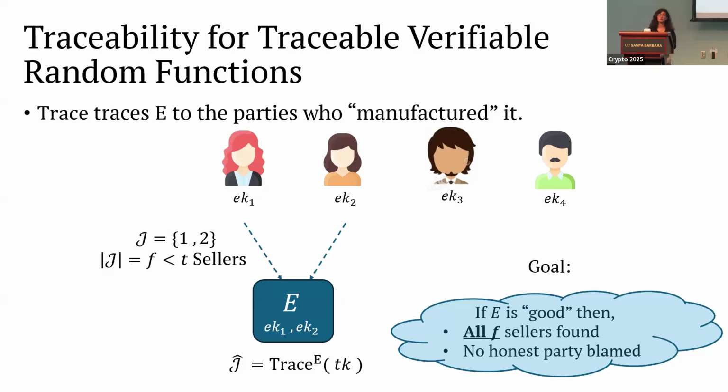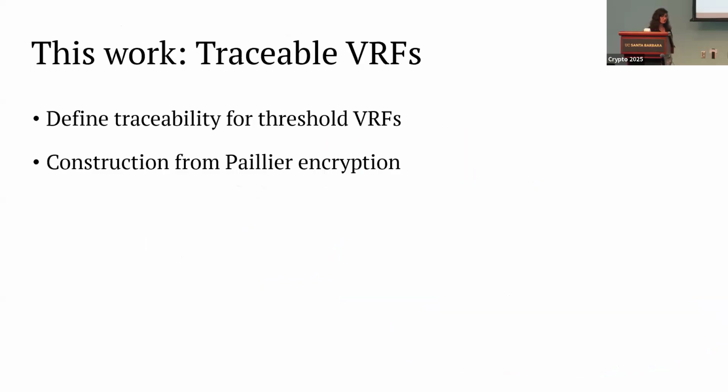So the goal is that if the box is good, meaning that it does work, then we should find all the corrupt parties. A bit more formally, this will mean that J hat does indeed contain all the parties in J. Moreover, we should never blame an honest party. So this means that J hat should never contain an honest party. We use a game-based definition to formalize this, and you can find that in our paper.